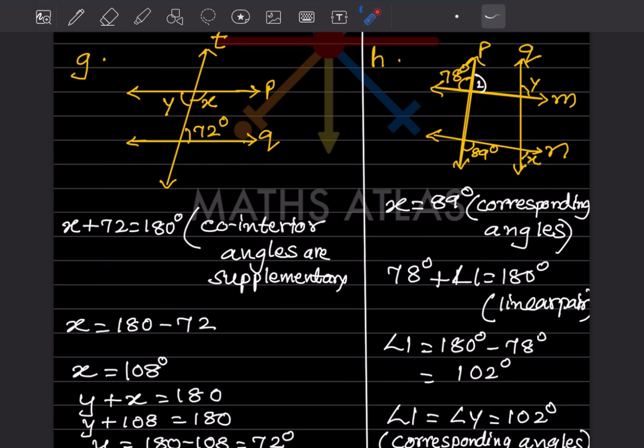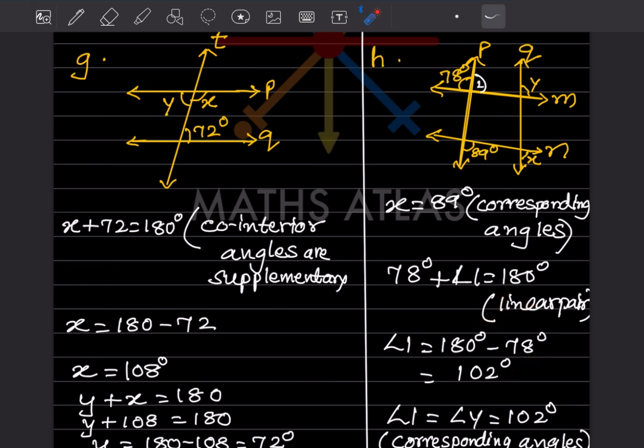Now we can put here this angle 1. So what we can do here, this is the transversal and this both together is going to be a linear pair. So it's 78 plus angle 1, that is 180, linear pair. So angle 1 is going to be 180 degrees minus this 78, that will be 102.